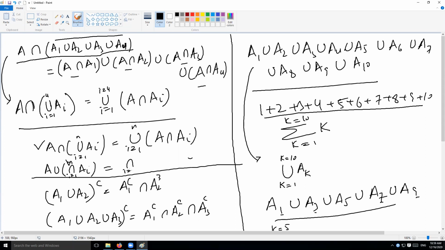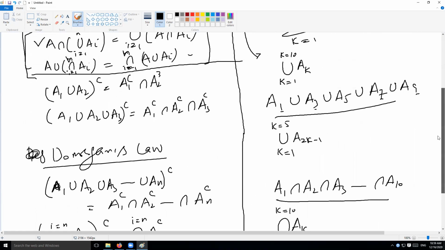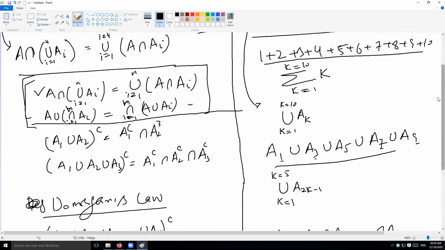Intersection that goes from i equal to 1 to n of A union A_i. समझ आ रही है बात? ठीक है? So this is a very clever way to write these big unions and intersections. Here's the thing. Now, how to prove such identities? If you have been given such identities, how to prove it actually?